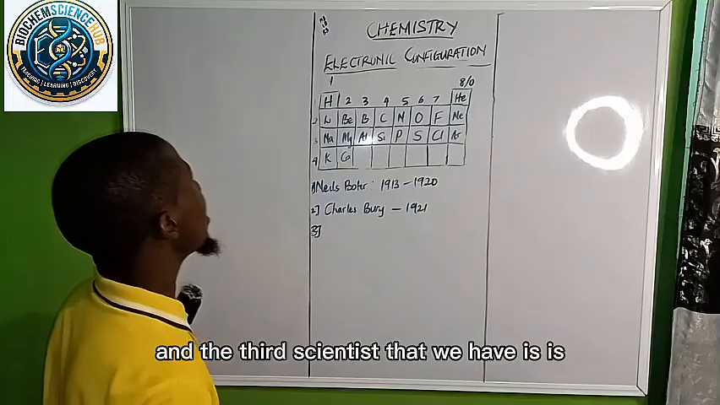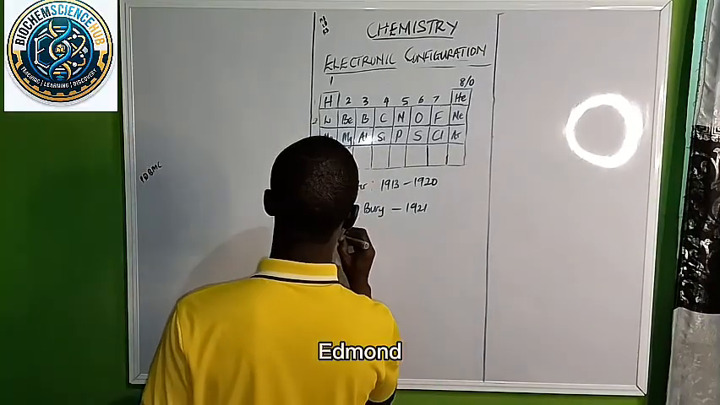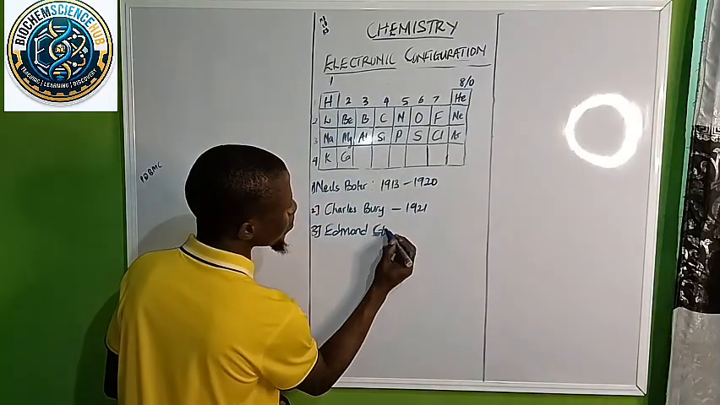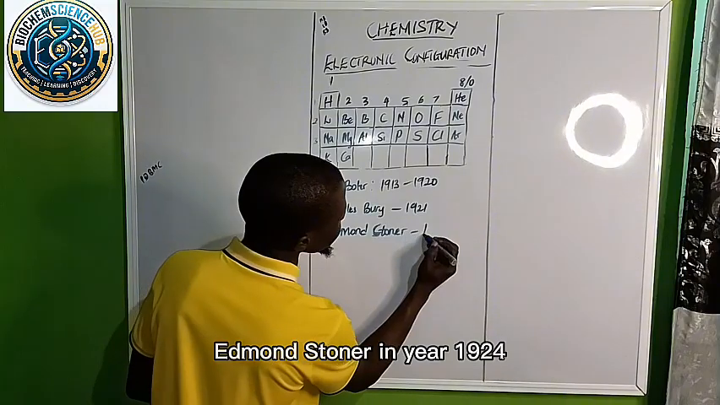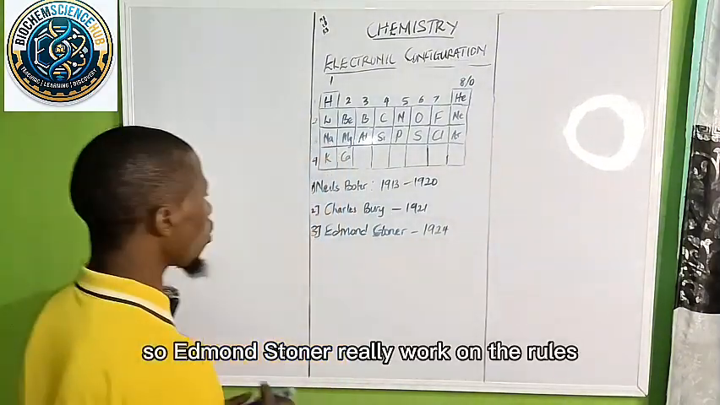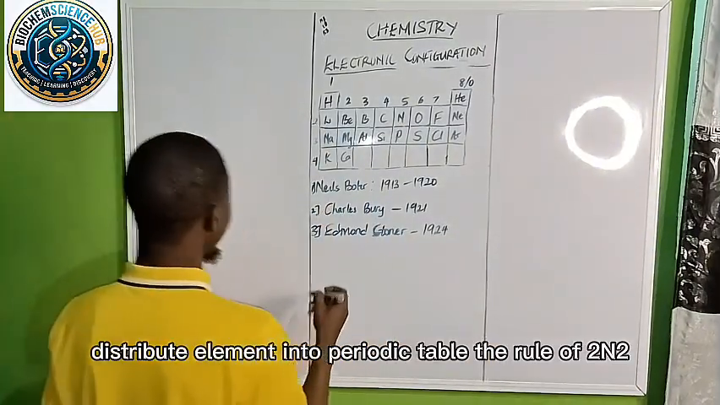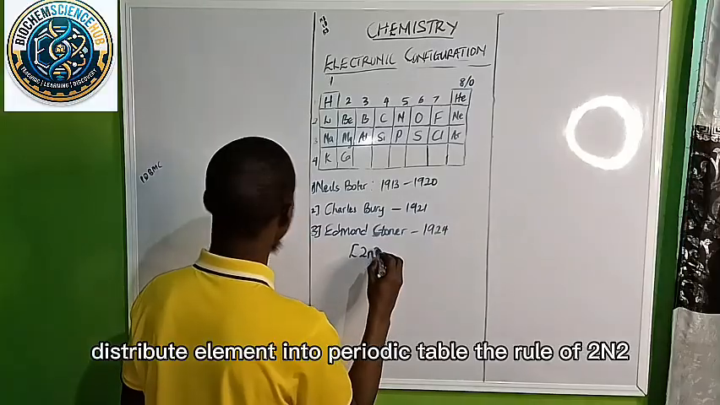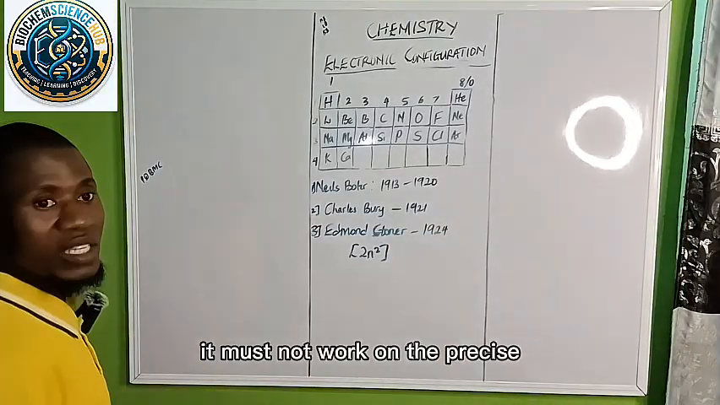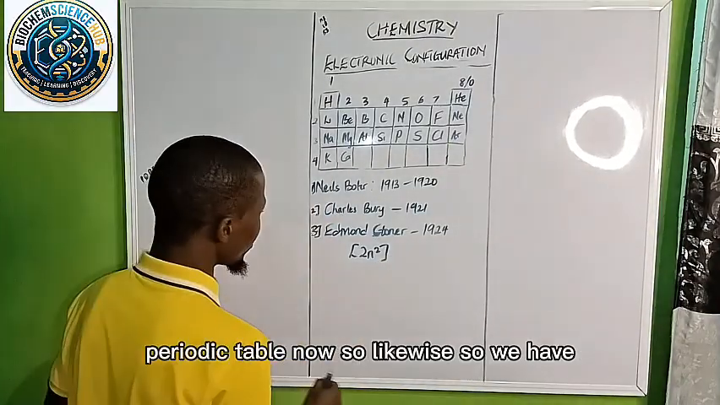And the third scientist that we have is called Edmund Stoner. Edmund Stoner, in year 1924, worked on the rules that we are using now to distribute electrons. The rule of 2n squared. So Edmund Stoner worked on the precise quantity-based method that we are using for the periodic table now.